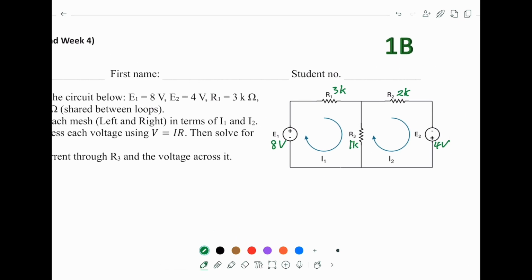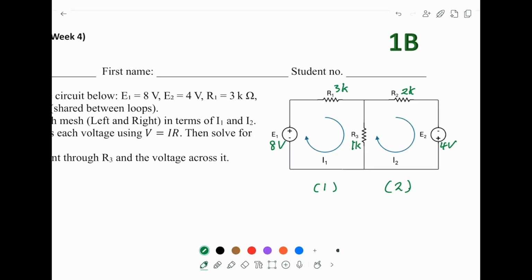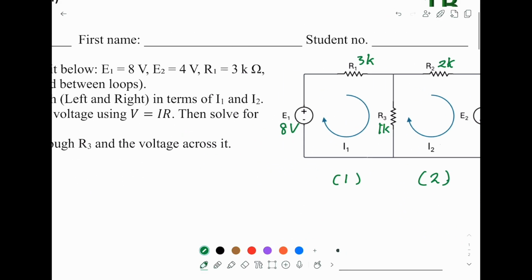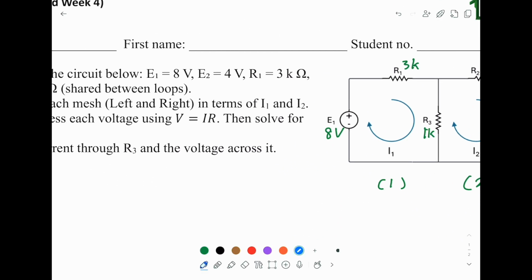We have two loops. We can call this loop number 1, loop number 2. And to analyze the mesh current, we assume this is I1 and this is I2. The next stage is we have to write down the KVL for each loop. So let's look at loop number 1 first.